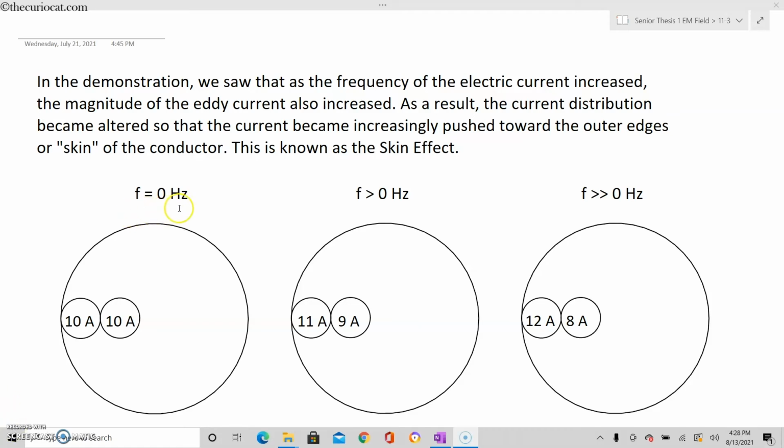When the frequency was 0 Hz, we saw that the differential elements of current were 10 amperes here and 10 amperes here. But when we increased the frequency above 0 Hz, we saw that the differential elements of current became 11 amperes and 9 amperes, meaning that the current became pushed towards the outer edge of the conductor. When we increased the frequency even more, the elements of current became 12 amperes and 8 amperes. So this demonstrates that as the frequency increases, so does the skin effect.